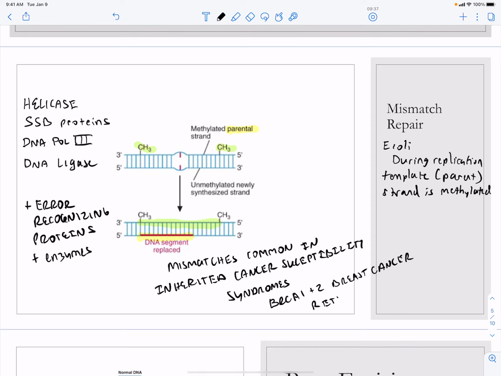Retinoblastoma. And there's about 50 known syndromes for humans. So again, these are going to be inherited mismatches, and it's going to predispose the next generation to getting cancer at a much earlier age.